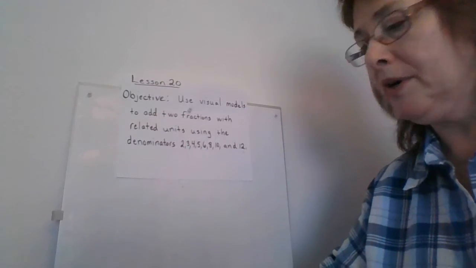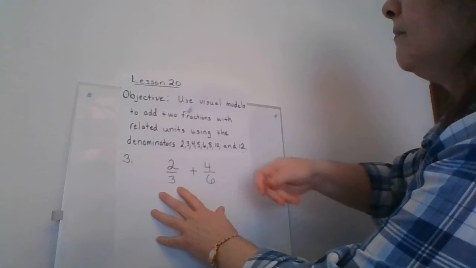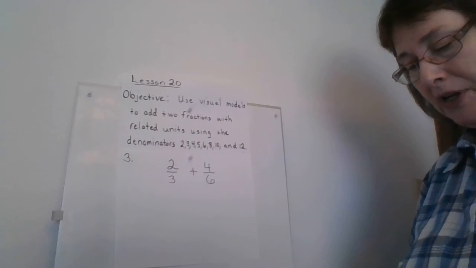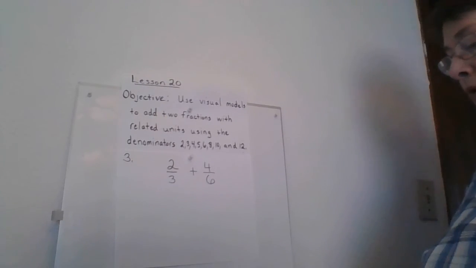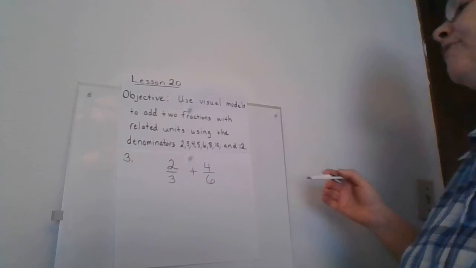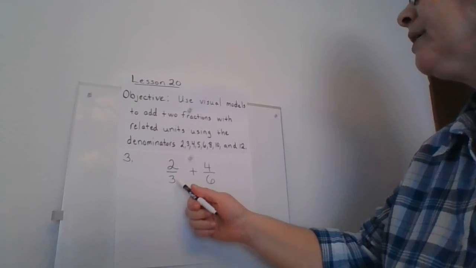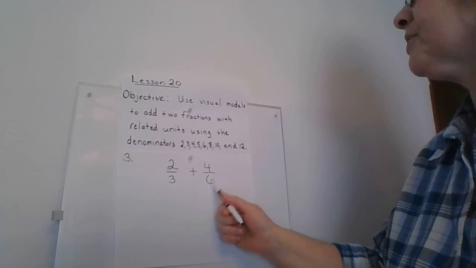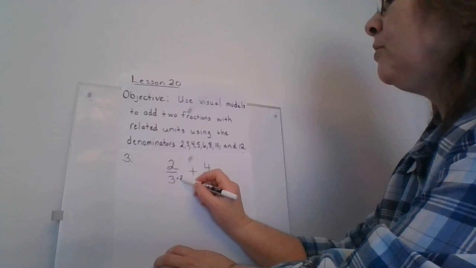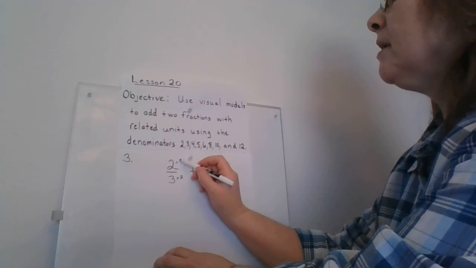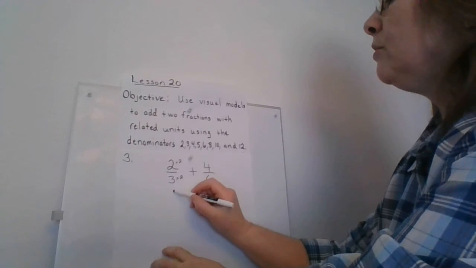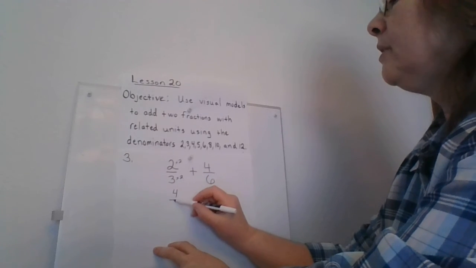And the last problem that we're going to do today says solve the following addition sentence without drawing a model. So for this one, since we're not drawing a model, we're going to be using equivalent fractions. This one says, how can I change 3 into a 6? Well, I can change the 3 into a 6 by multiplying it by a 2. And since I'm going to multiply the denominator by 2, I have to multiply the numerator by 2. So that's going to give me 2 times 2 is 4. 3 times 2 is 6.